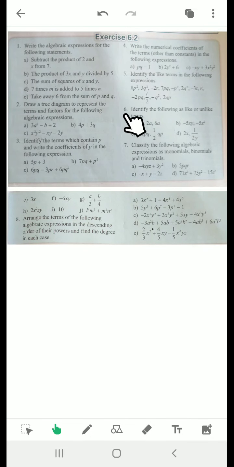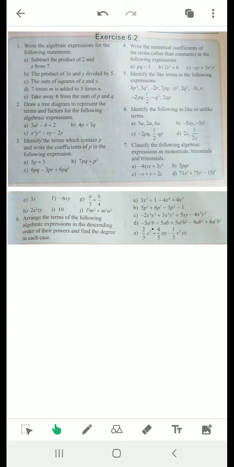Question number 5. Identify the like terms in the following expression. As I already told, what are the like terms? That means the variables of the terms should be the same. I have explained like terms in my previous video, the introduction video. Similarly, in question number 6, identify the following as like or unlike. The A is 5a, 2a, 6a. They all are like terms because variables are the same.